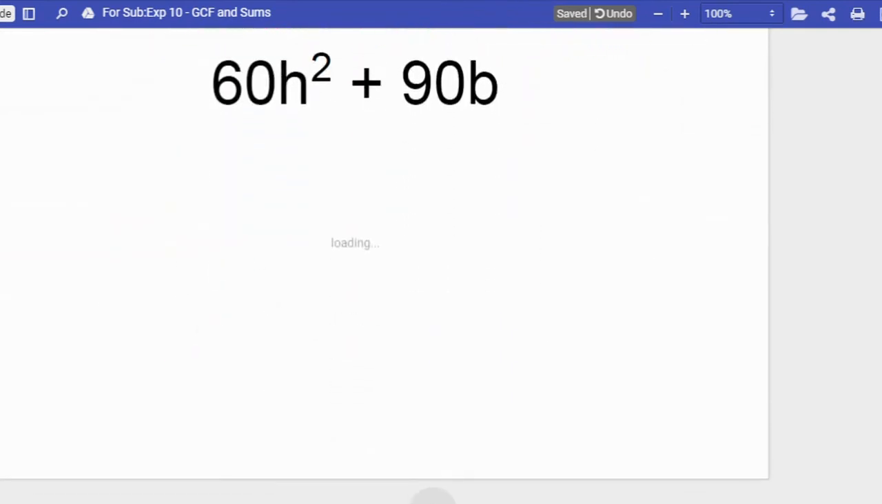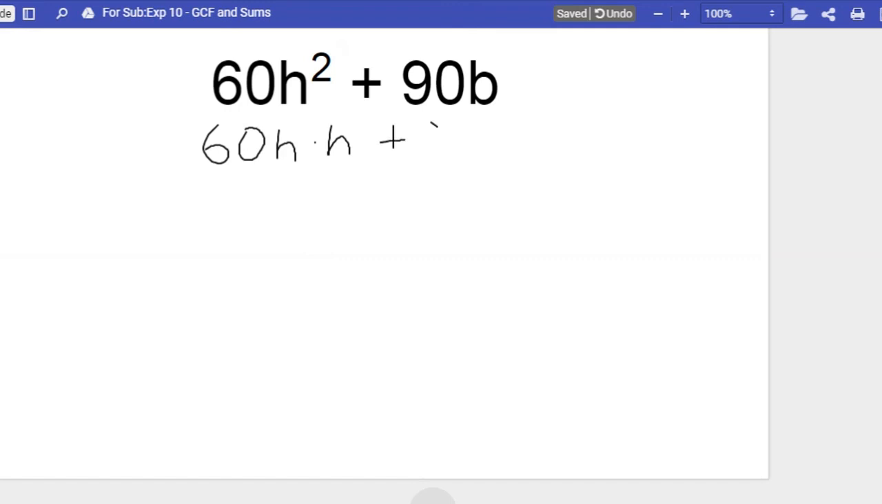Okay, last one. And then you'll do some group work. So pause this one and try it. And then press play when you're ready to go over it. Okay, here we go.